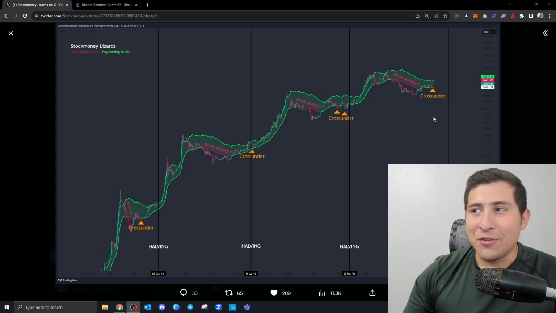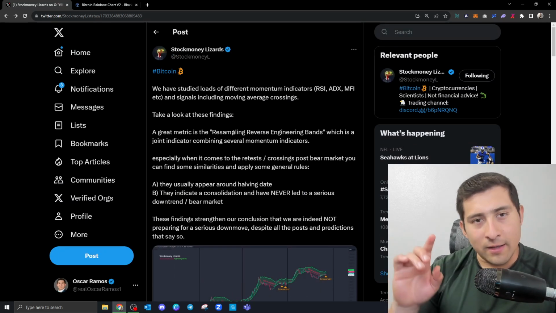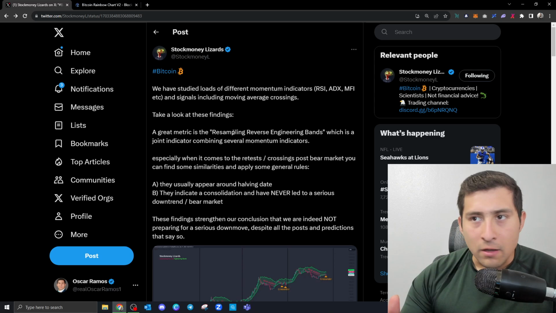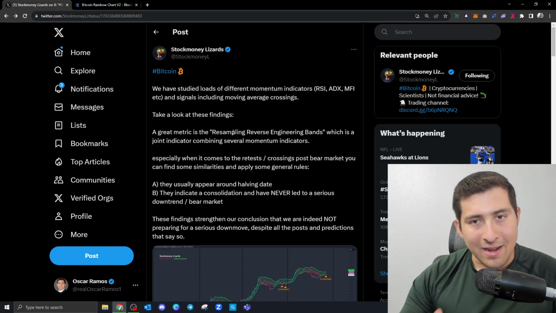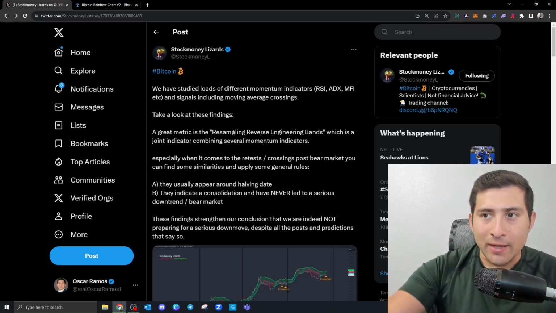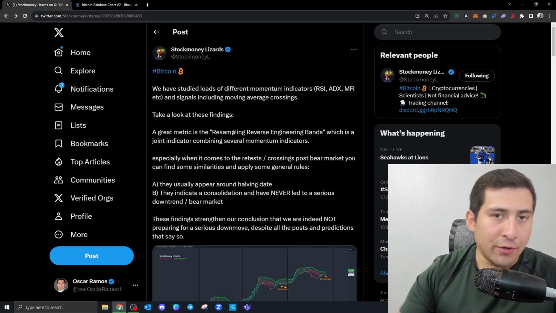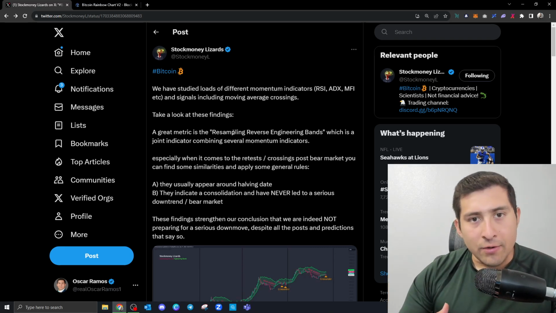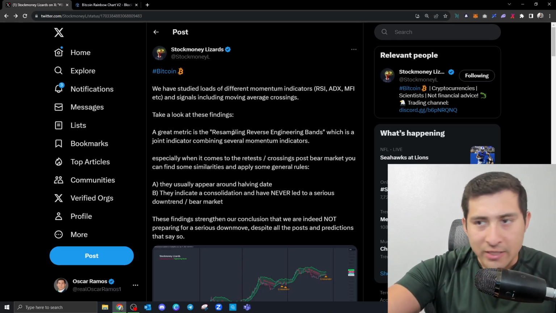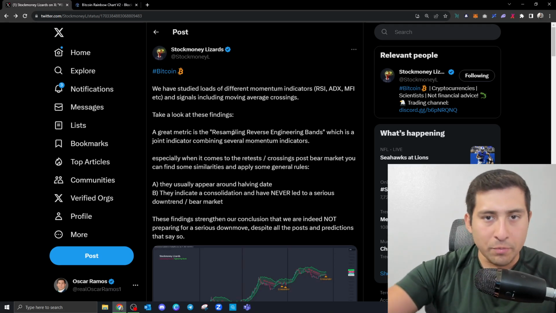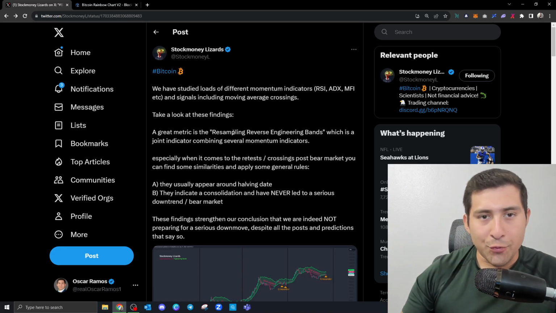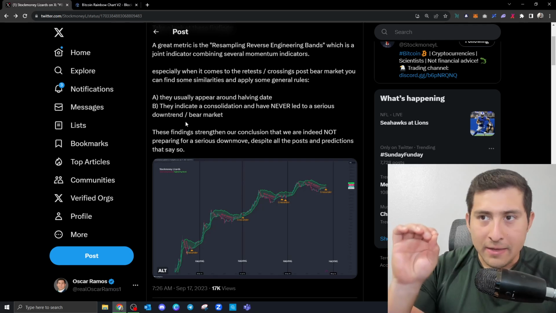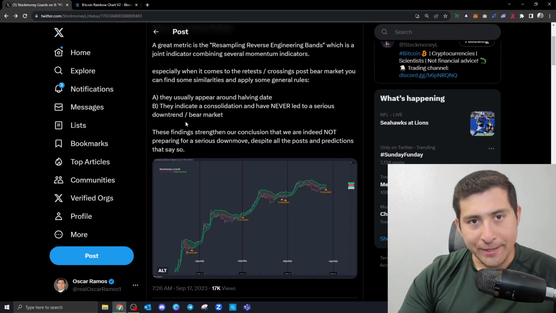I'm gonna get into that in just a second, but I want us to look at this, right? They've studied a lot of different momentum indicators, RSI, ADX, MFI, etc., and signals, including moving average crossings. So a great metric is the resampling reverse engineering bands, which is a joint indicator, as I mentioned, especially when it comes to retest and crossing points, be it, with the bear market, you can find similarities and apply some rules. They usually appear around halving date, right?